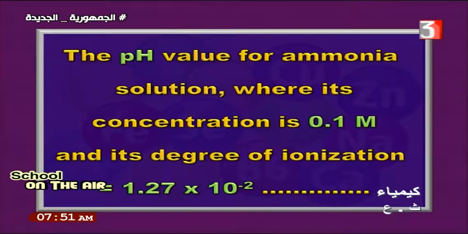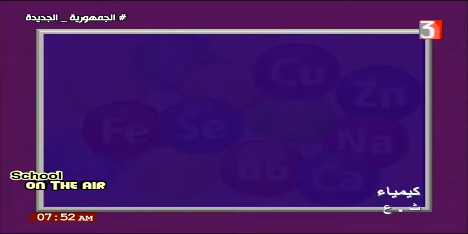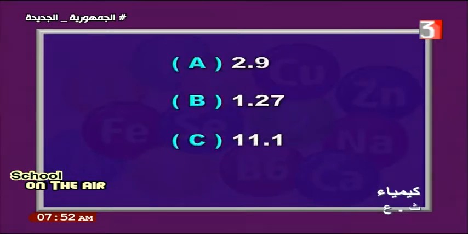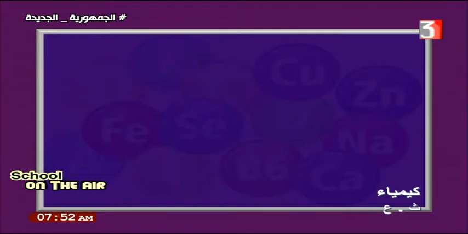Next problem, the pH for ammonia solution where its concentration is 0.1 molar and its degree of ionization is 1.27 times 10 to the power negative 2. Here, what is the value of this pH? Is it 2.9, 1.27, 11.1, 12.73? If you solve this problem, you will find it will be 11.1. What is the solution of this problem?